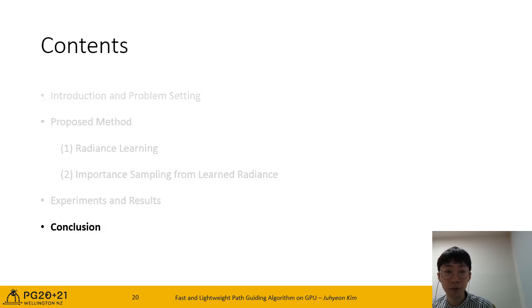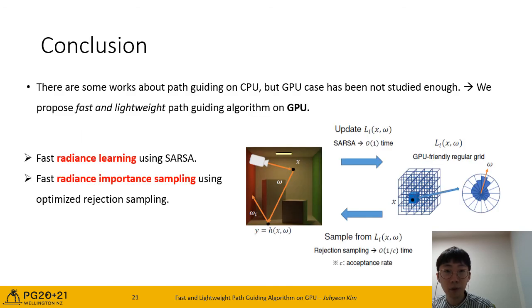Here is the conclusion. To sum up, we propose a simple GPU path-guiding algorithm that uses a grid structure. We propose fast and lightweight radiance learning using SARSA, and also suggest optimized rejection sampling that improves sampling speed.